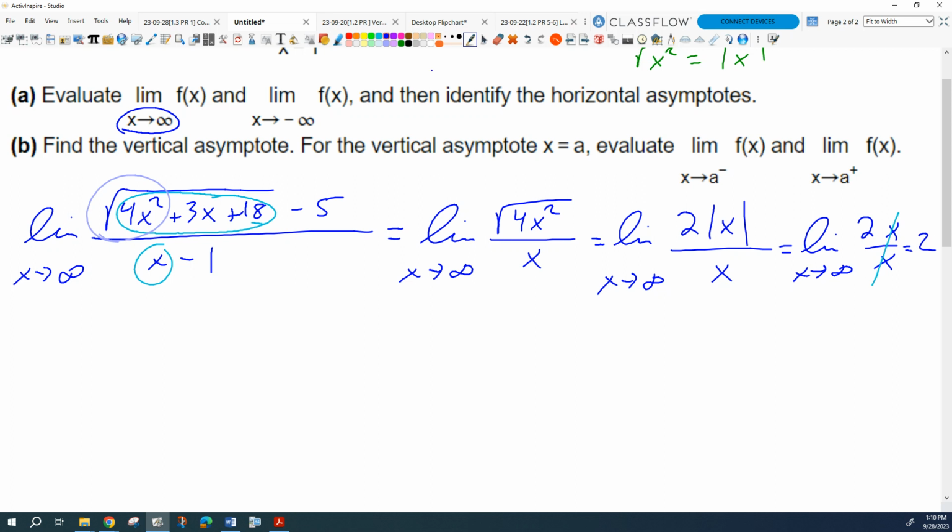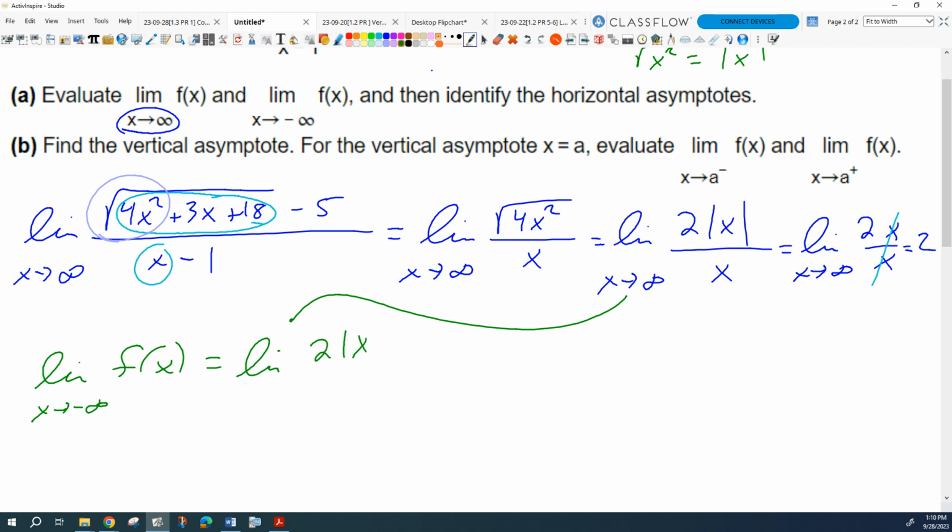Okay. So then while we're at it, let's do the other one. Let's do the negative one. Okay, we already got to here, didn't we? Right? The limit of f, we'll call that whole thing f of x, as x approaches negative infinity is just going to be the limit of 2 times the absolute value of x over x as x approaches negative infinity. What's the top going to become when we're approaching a negative number? What do I replace the absolute value of x with if I'm approaching a negative value? What's it equal to?